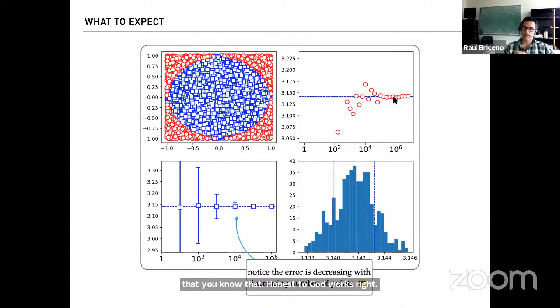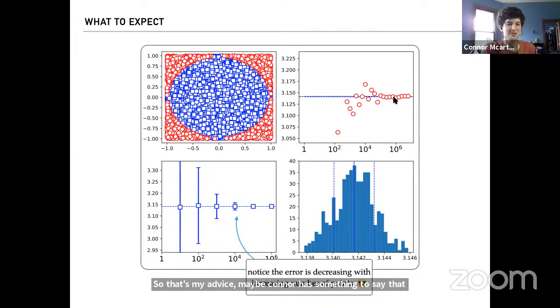So that's my advice. Maybe Connor has something to say. No, that sounds like pretty good advice for the most part. Yeah, definitely look into NumPy's built-in functions. Yeah, I think Raul hit it on the head there.